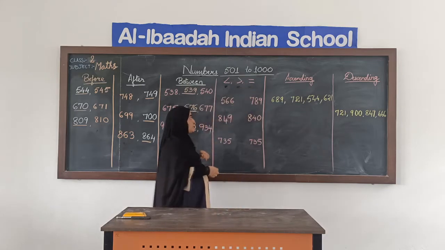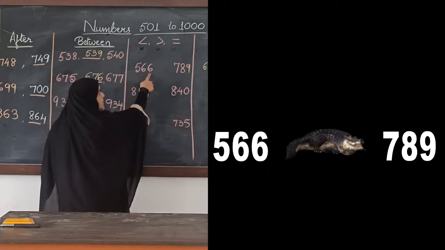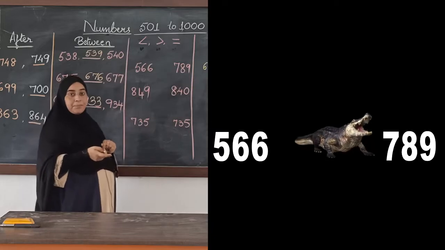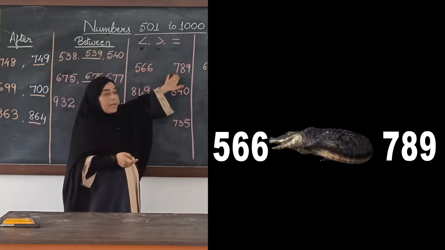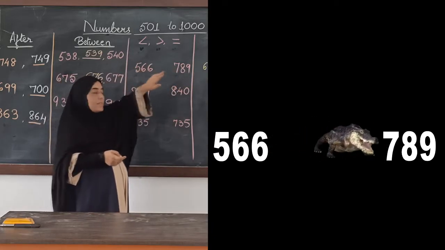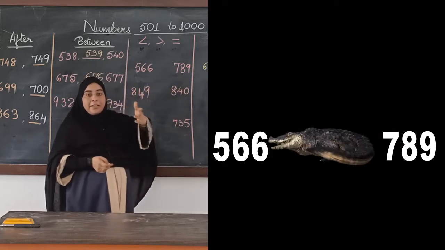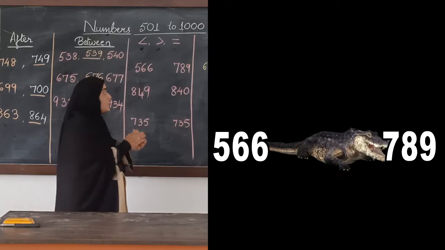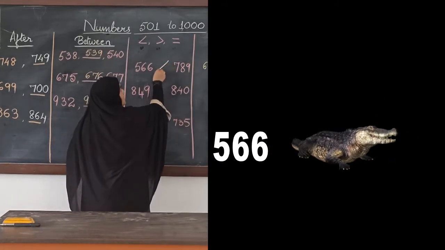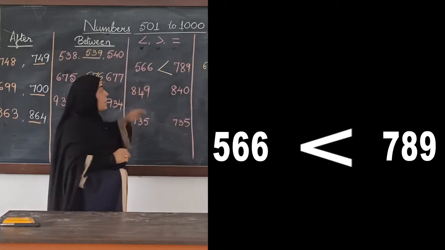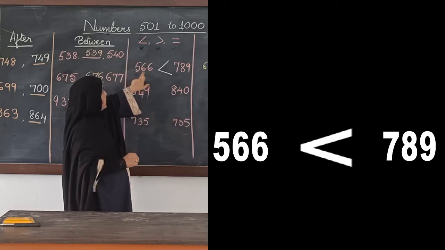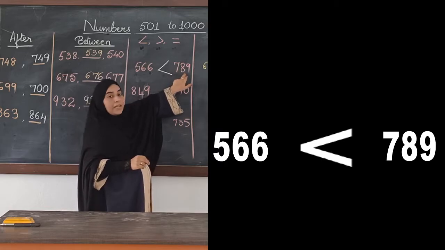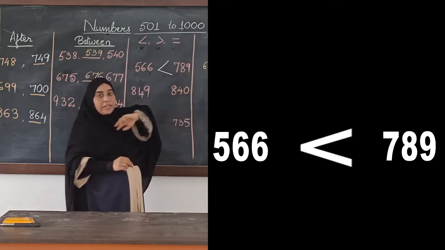Now let's see how we use it. 566 and 789. Which number is greater? 500 or 700? Which is greater? 700 is more in value. It is greater. So the crocodile's mouth will open towards the greater number. So the symbol that we use is this. We read it as 566 is less than 789. This is how we read this.